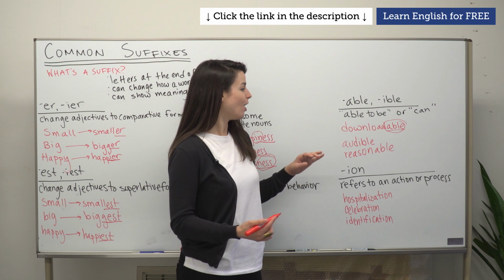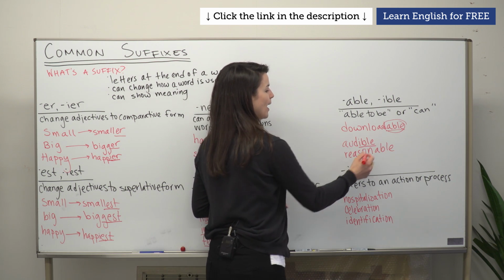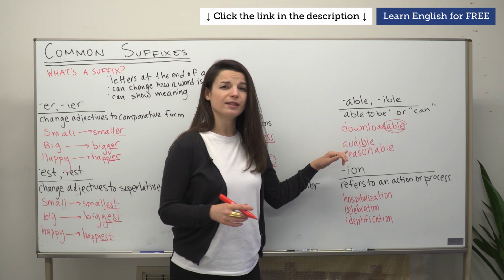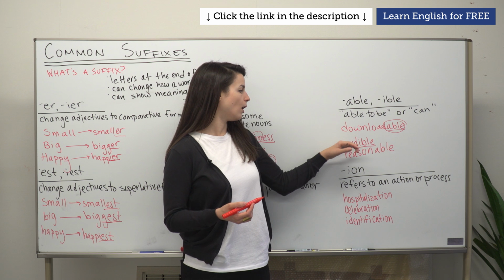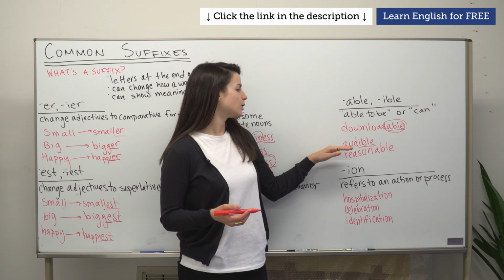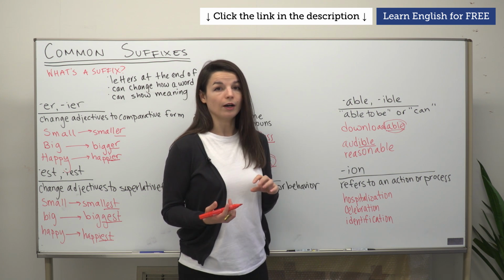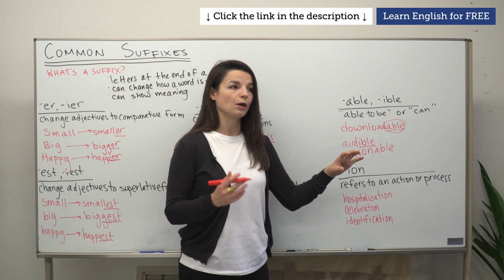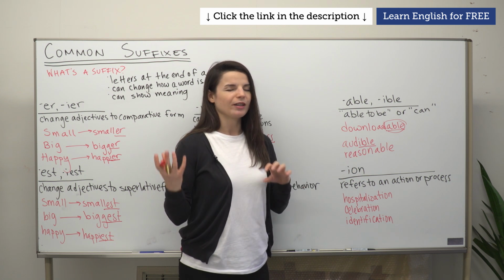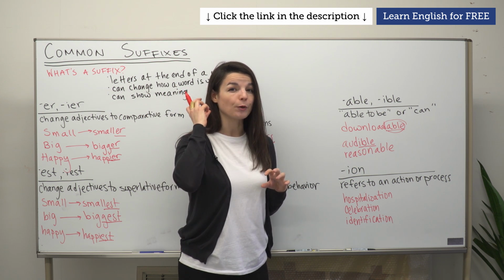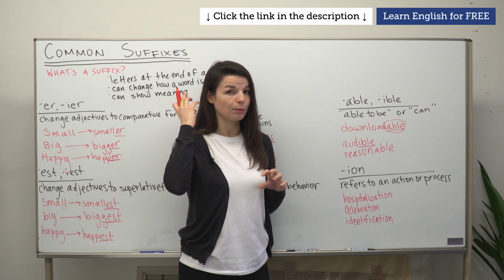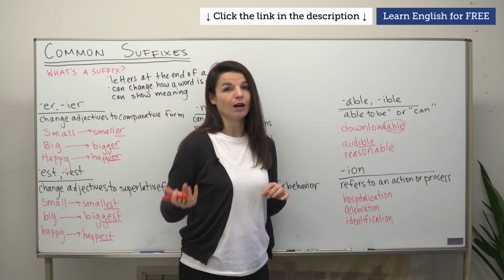Another example, audible. Here we see ible. In the root place though, we see aud. Aud is just the root. So aud relates to audio. This word means something that is hearable. Something that is hearable we say is audible.